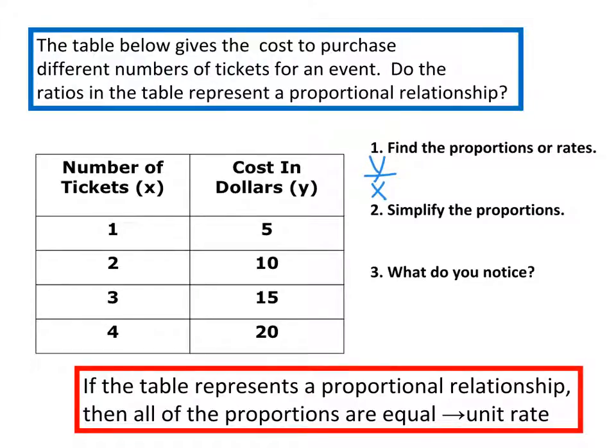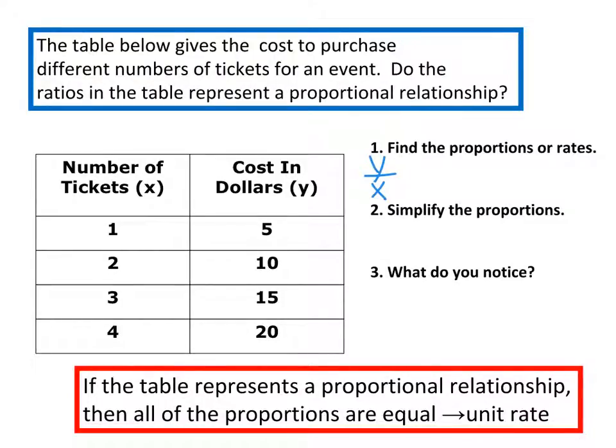Okay, so now we're going to look at proportional relationships and how we can find them in real life situations. The table below gives the cost to purchase different numbers of tickets for an event. Do the ratios in the table represent a proportional relationship?